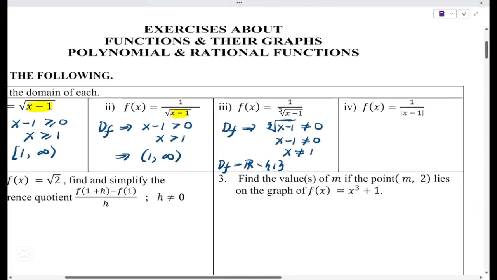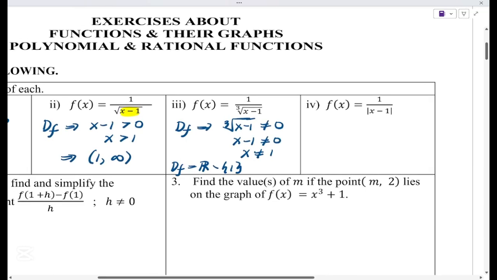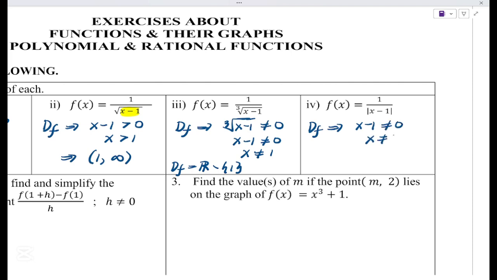And then for the last function, we have a fraction again, which is 1 divided by absolute value of x minus 1. And since we don't have any problem with the numerator, let's take a look at the denominator. Remember, when you have an absolute value, the domain here is all real numbers. But then this absolute value is in the denominator and division by 0 is not allowed again. So the domain of f, this x minus 1 should not be equal to 0. So x is not equal to 1. So the domain here is all real numbers except 1.